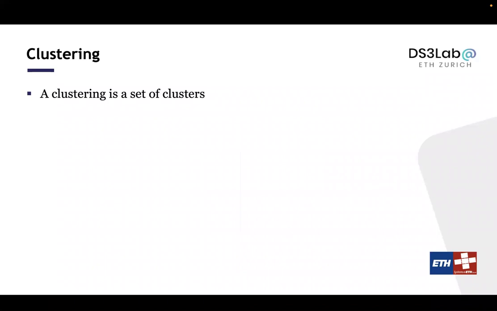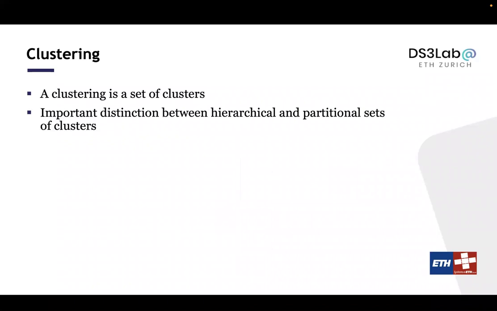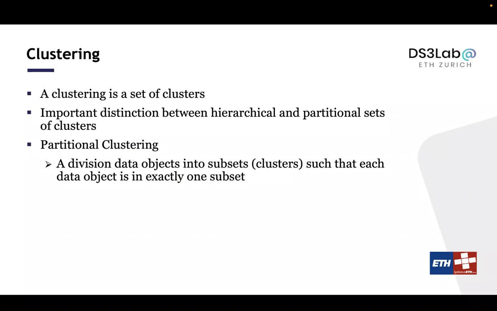So a clustering is a set of clusters. An important distinction when we talk about clustering is that there are two different ways you can think about grouping. One is hierarchical, another is partitional. When we talk about partitional clustering, we divide the data objects into different subsets, and each subset is disjoint from the others. That is, you cannot find a single data object, or single tuple or single entity, whatever you want to call it, in two different clusters. Every single data object is in exactly one such subset. This is what we mean by partitional clustering.